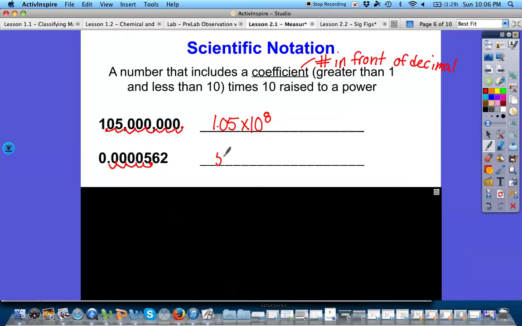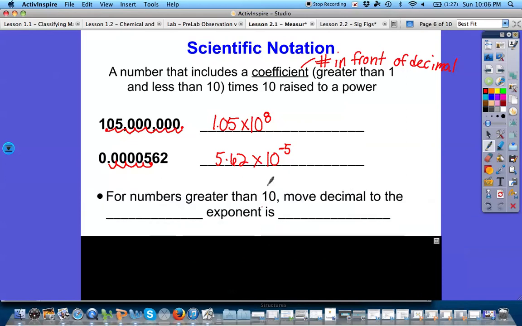So this is going to be 5.62, excuse me, times 10. We moved our decimal 5 places, but we moved it in the opposite direction, so it's to the -5th. So for numbers that are greater than 10, you are going to move the decimal to the left, and the exponent is going to be positive.